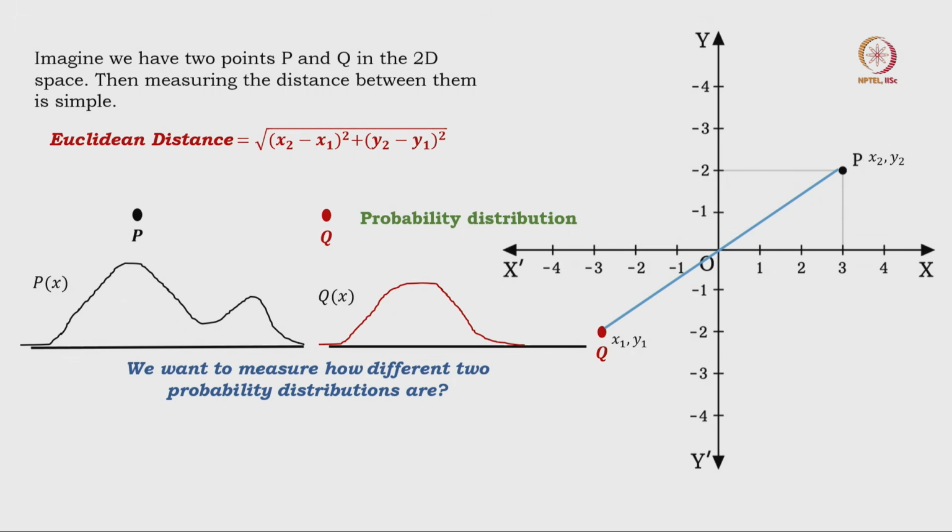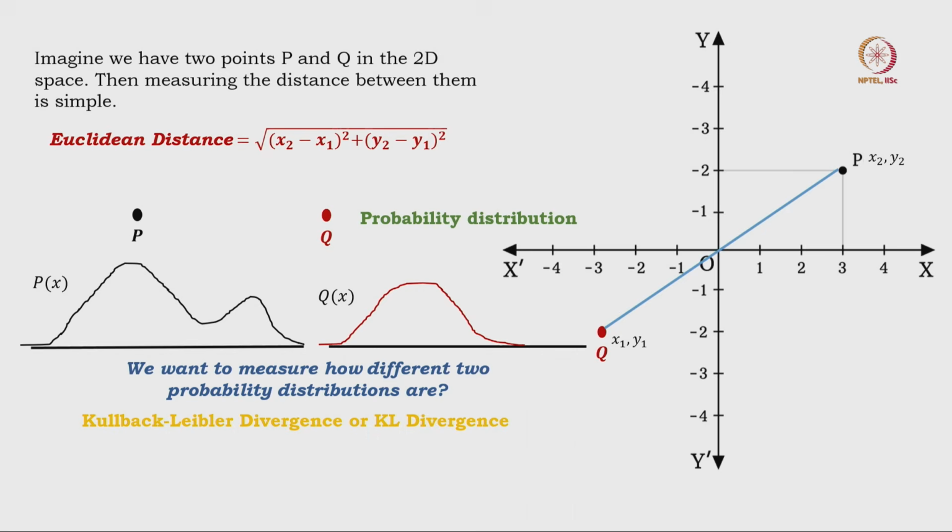If they were points, we measured the distance using Euclidean distance, but now they are probability distributions. If you want to measure how far apart they are, then we will be using something called KL divergence, which stands for Kullback-Leibler divergence. So in short, we will be calling it KL divergence. I hope you have understood why we require KL divergence.